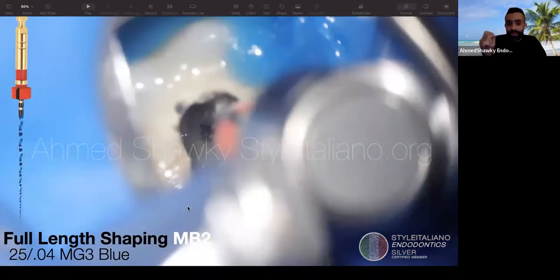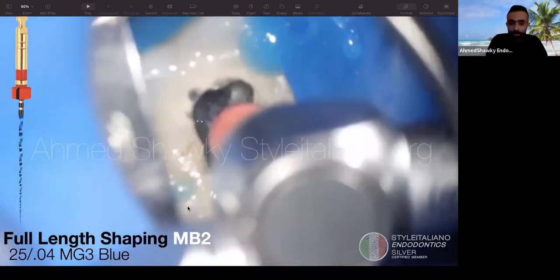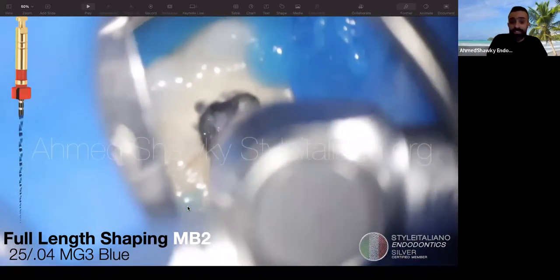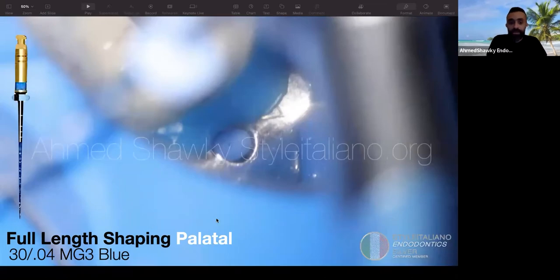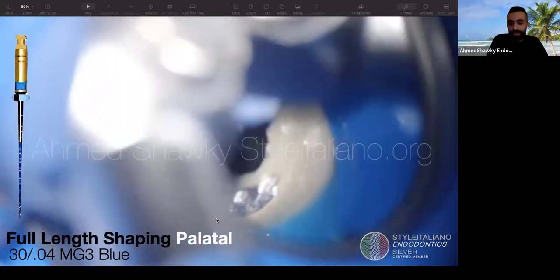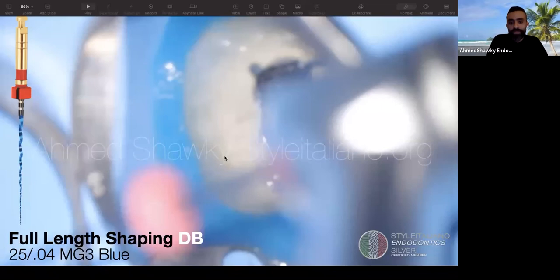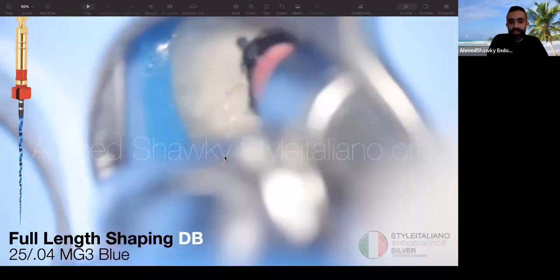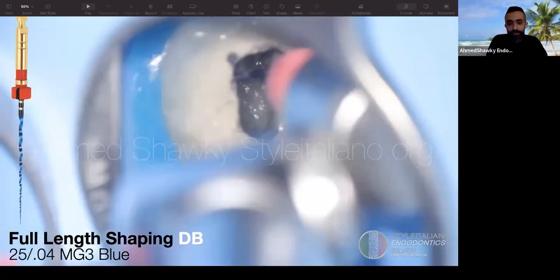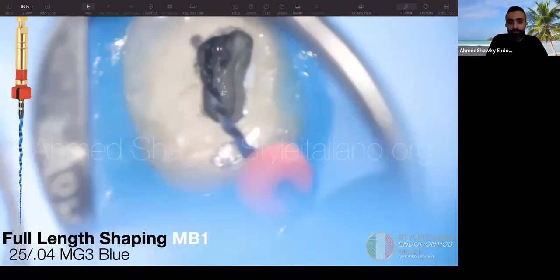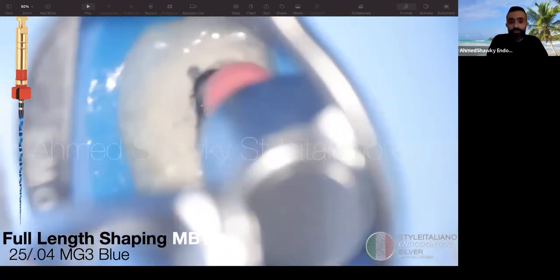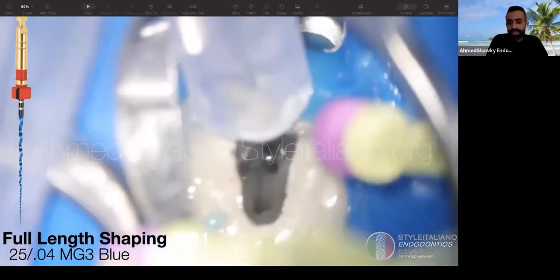Here's a 25.04. Things become more easy right now. Remember, this is the file that we pre-flared for just a couple of millimeters. Now it enters to the full working length easily. And we also peck and brush, because this is a difficult root canal. Then we go to the other root canals with single file, single length, no worries about anything. And here is the distobuccal 25.04. Easy, because I removed the overhanging roof using the ultrasonics. 25.04 for the mesiobuccal. This is a detailed sequence of the tooth. 25.04, MG3 Blue. Couple of seconds and you finish.